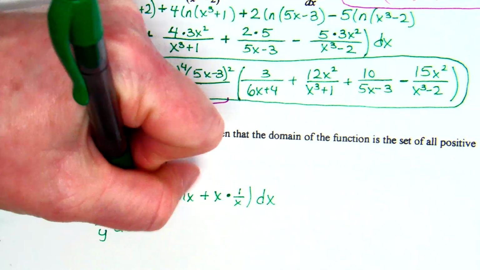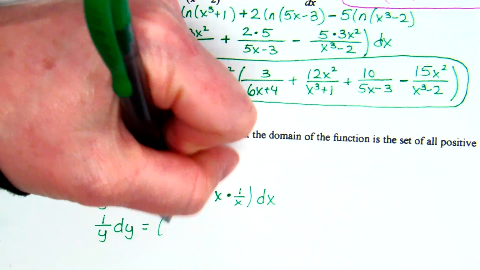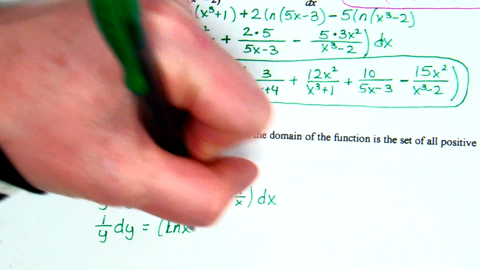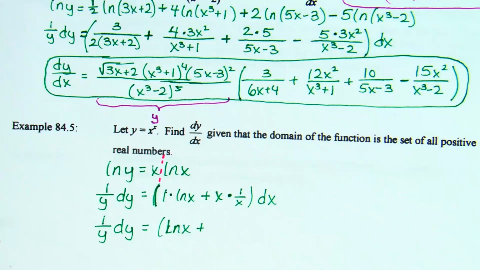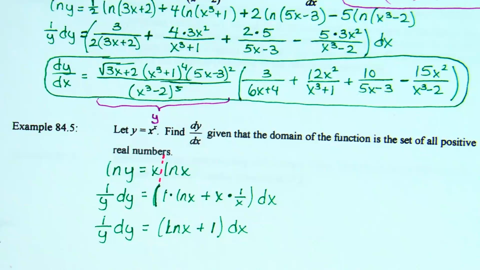Okay, I'm going to clean this up a little bit. It's small. I don't care if I write a few extra steps. 1 times natural log of X is natural log of X plus X times 1 over X. There's that 1 you guys wanted. Dx. You know how to finish from here? Or am I going too fast?